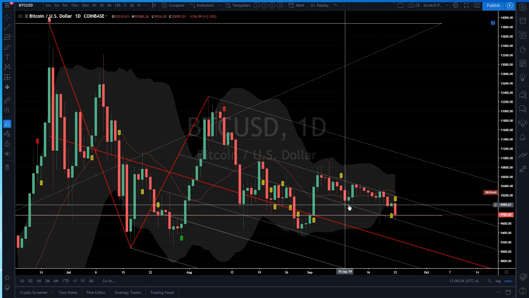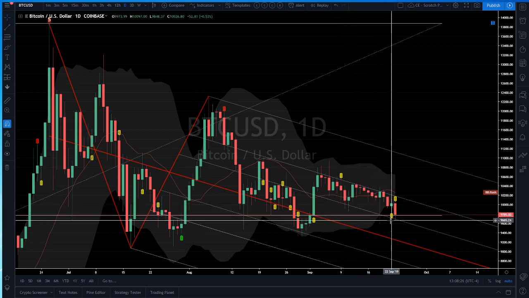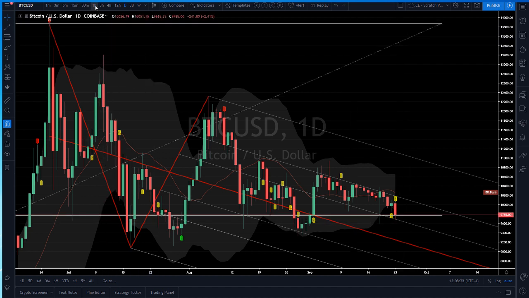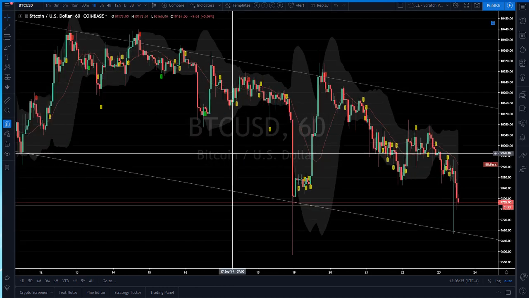And same thing with support. We found support here, found support here. We just recently tagged it one more time just a couple hours ago. If I go down to an hourly time frame, you're going to see this same channel.